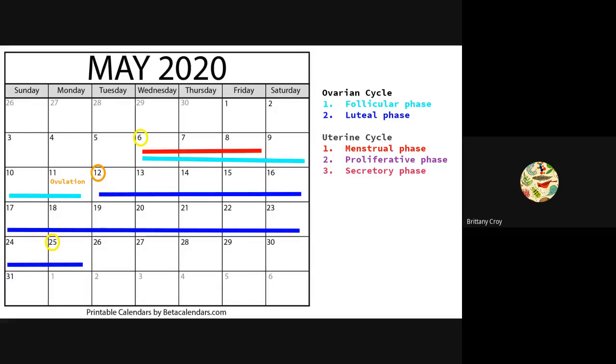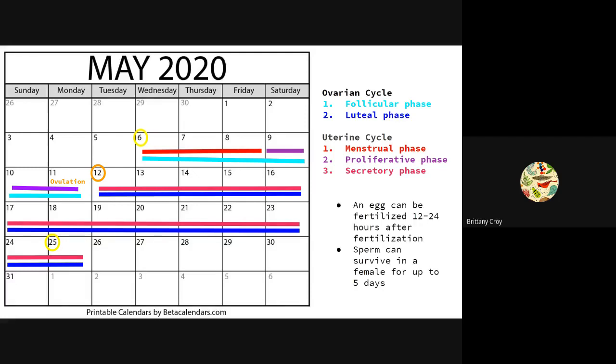And then she told us that her period lasts for 3 days, so menstrual phase in there. After that comes the proliferative phase for another 3 days, and then the secretory phase will always be 14 days, just like the luteal phase.